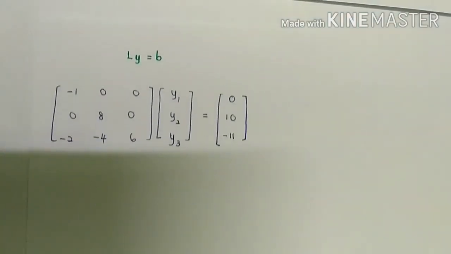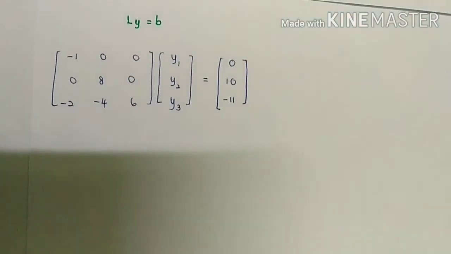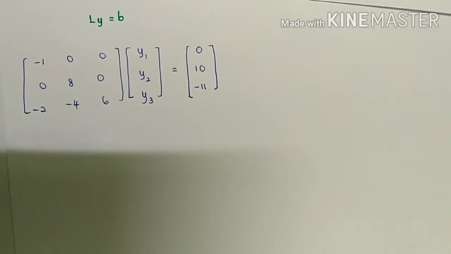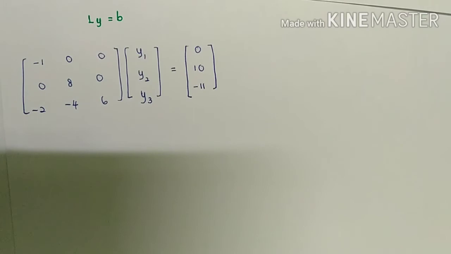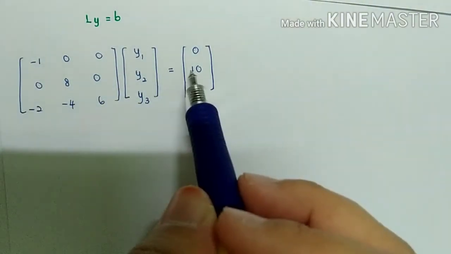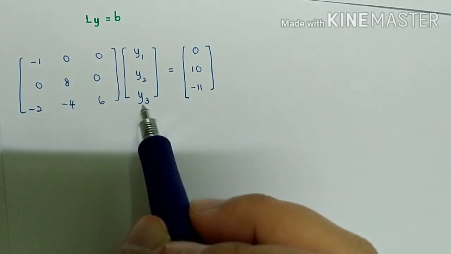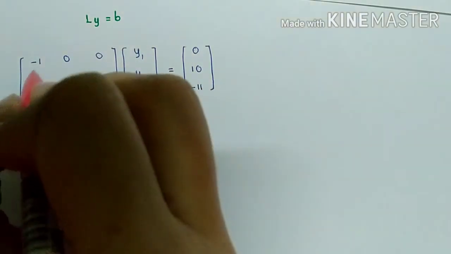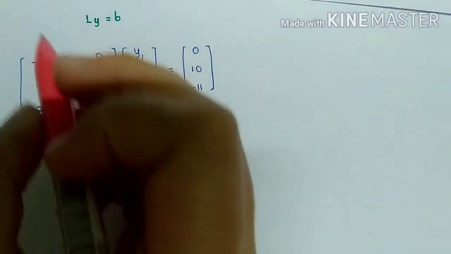So after we get this equation, we can solve for matrix Y. Okay, so I repeat the shortcut. The first column is for Y1.